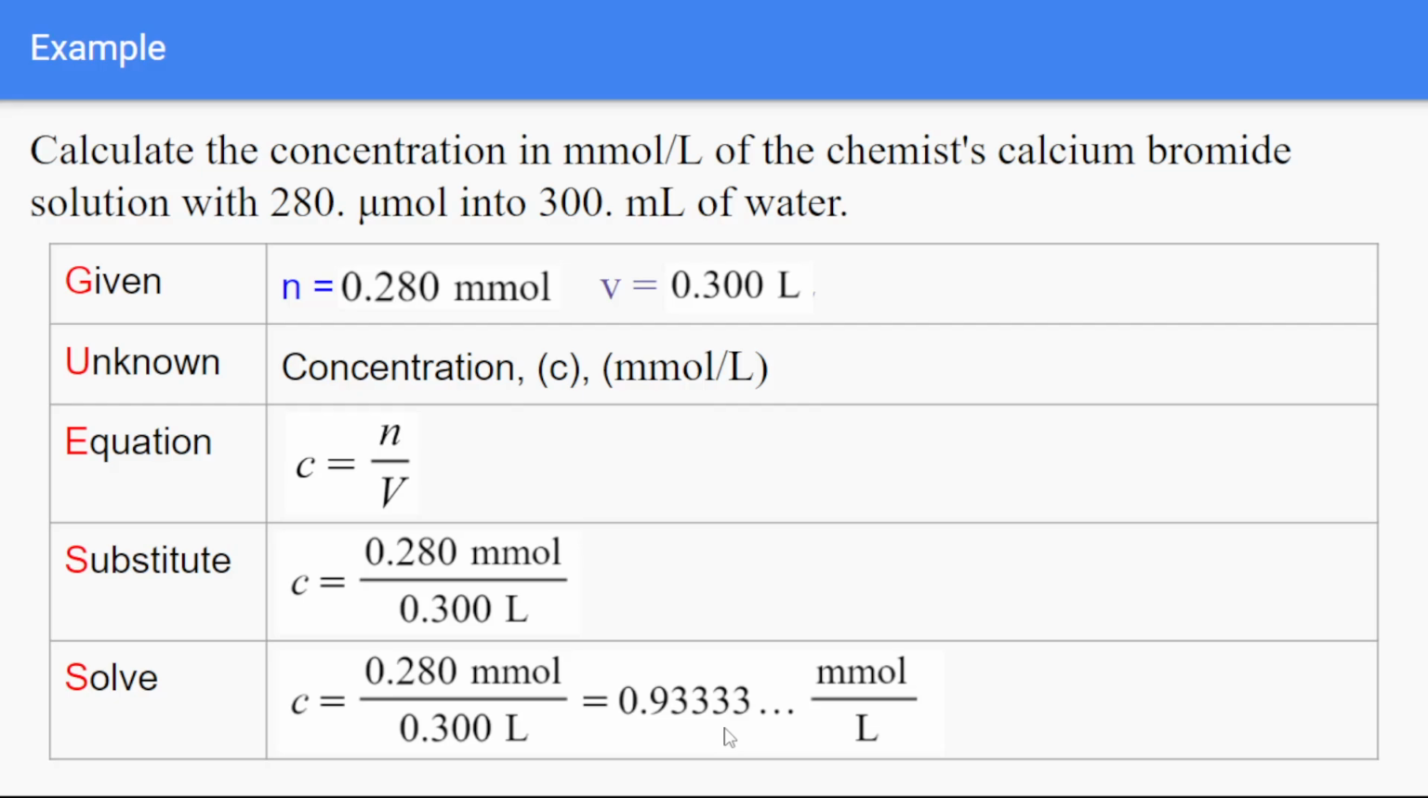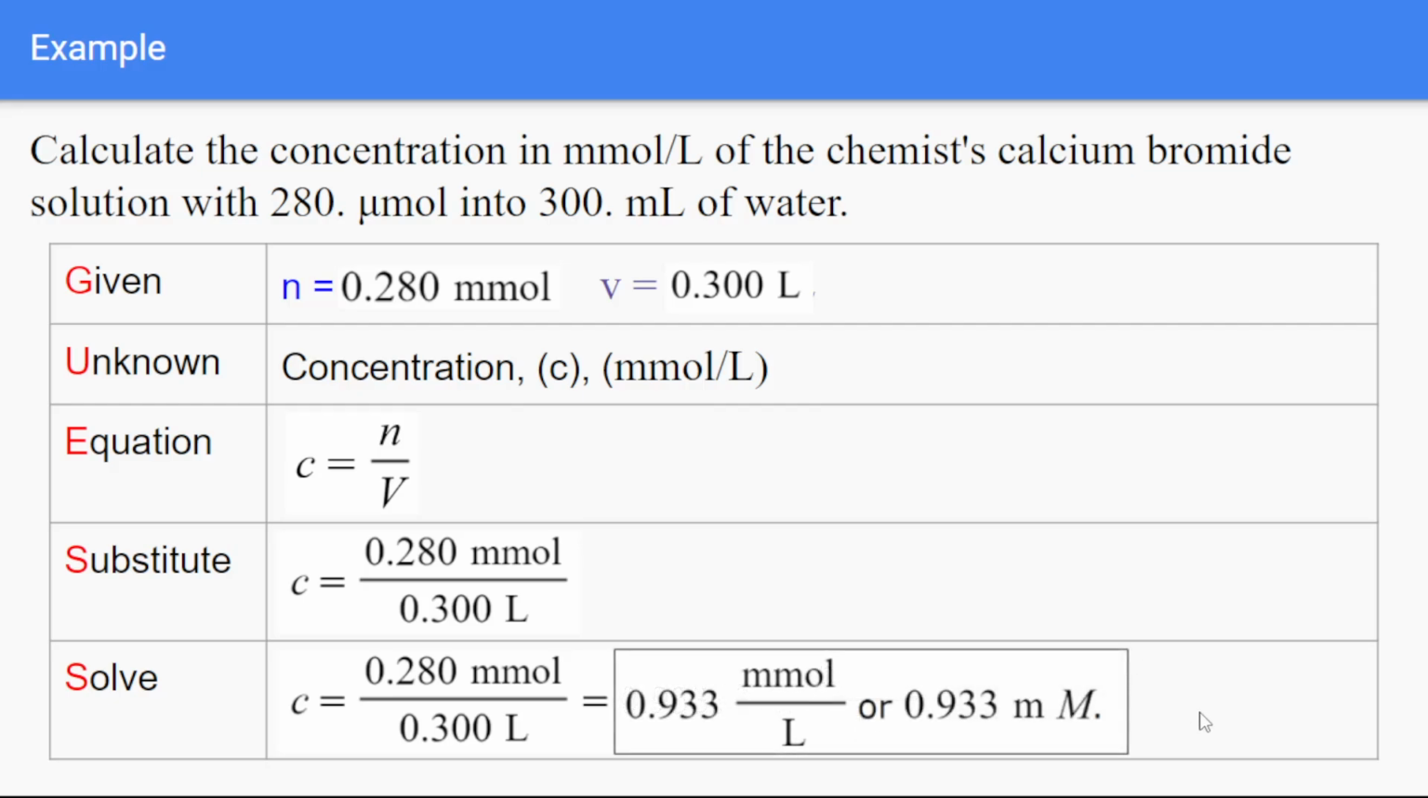But what about sig figs? Well, we had 3 sig figs, 3 sig figs. Since we're dividing, we need to round to 3 sig figs. And you could write it two different ways. You could say 0.933 millimoles per liter or 0.933 millimolar. That capital M is molar.